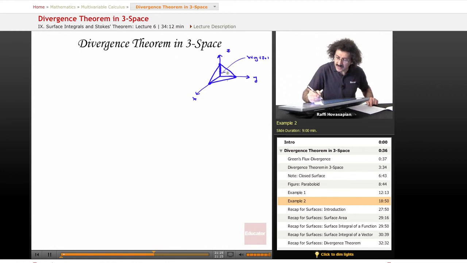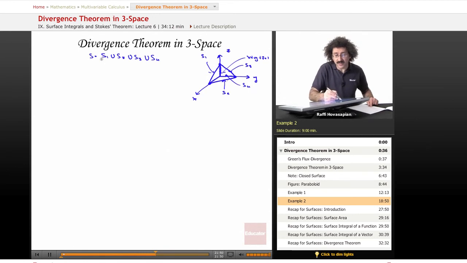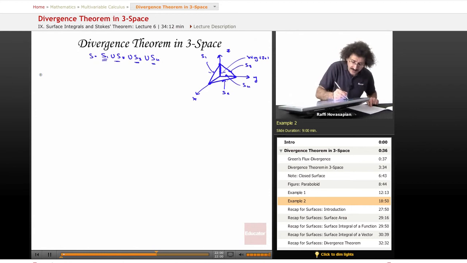So let me actually label these. This is going to be surface 1, just so we know. This is going to be surface 2. The back is going to be surface 3, and of course this plane right here, we call that surface 4. So again, our surface is the union of all these surfaces, S1 union S2 union S3 union S4. If we wanted the integral over this, we have to do 4 integrals. We don't want to do 4 integrals. We want to do 1. The divergence theorem is the perfect tool for this. Excellent. So let's go ahead and calculate the divergence.